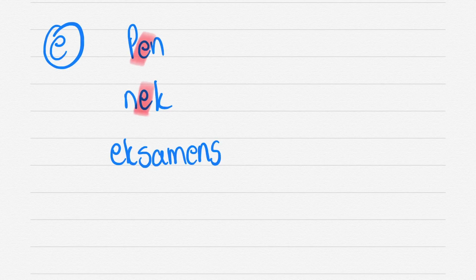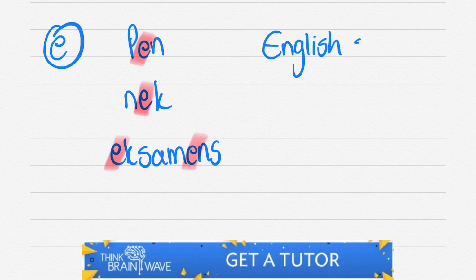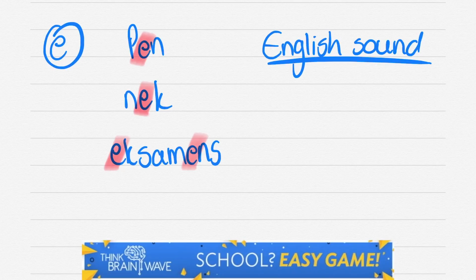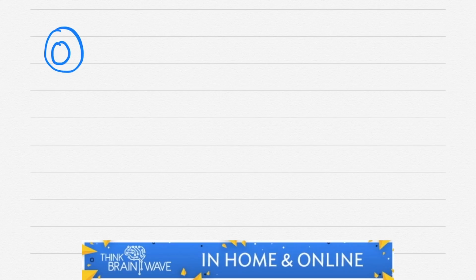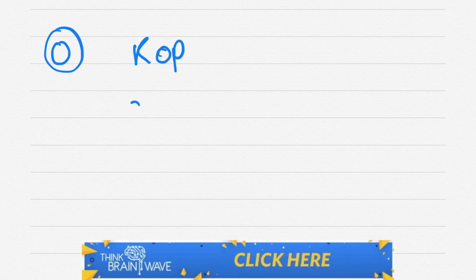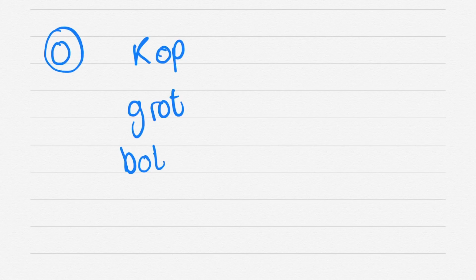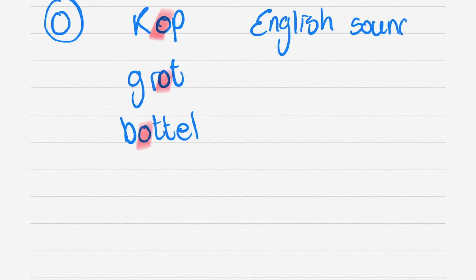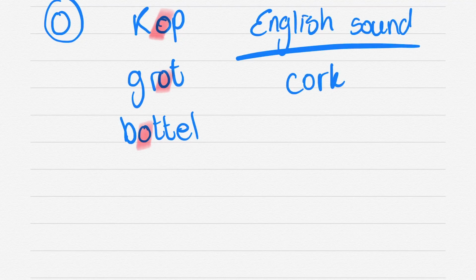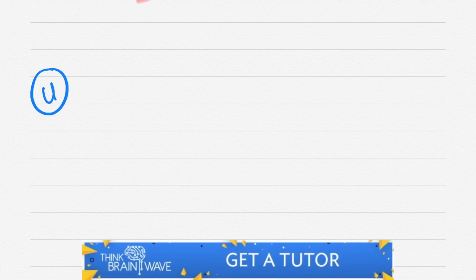The English version would be like the word pen, because that's how we say it in English and that's how we say it in Afrikaans. So let's do o: kop, grot, bottel. We've got the o sound. Just practice this if you are not comfortable with saying it. The English sound would be much like cork.